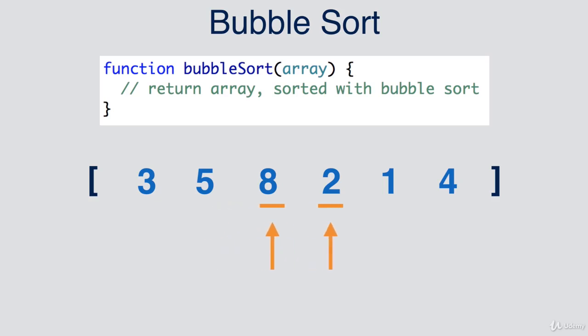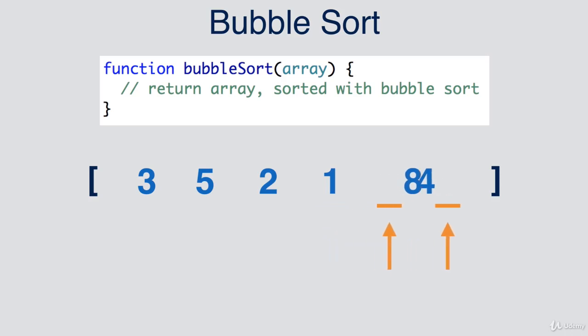Next, we compare 8 and 2, and we switch them because 2 is less than 8. Then we compare 8 and 1, and we switch them. Then we compare 8 and 4, and switch them. That completes our first pass through our array. And as you can tell, our largest number is in the correct place, at the end of the array. This is why it is called bubble sort, because the larger numbers essentially bubble up to the top of the array. Great. So now we have gone through our array one time.